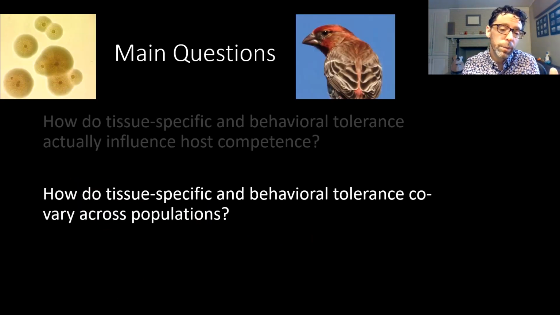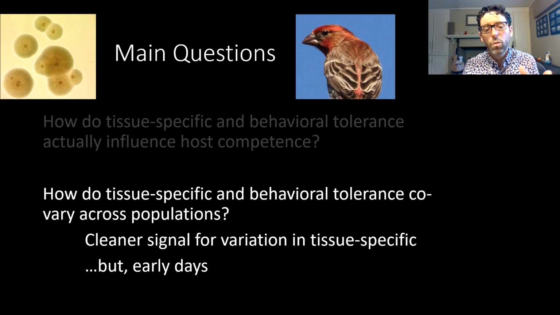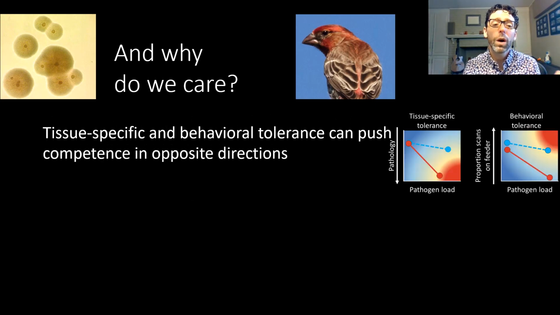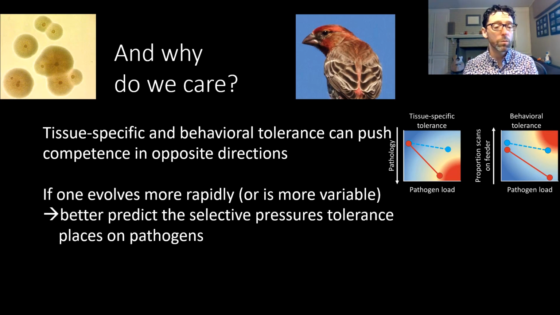All right, so what can we say about that covariation right now? Well, we've got a cleaner signal for variation in tissue-specific tolerance, but we're in the early days right now, so I can't make too many solid conclusions. But why we care is because tissue-specific and behavioral tolerance can push competence in opposite directions. So if one of those is evolving more rapidly or is more variable, we can better predict the selective pressures that tolerance, broadly writ, places on animal pathogens.